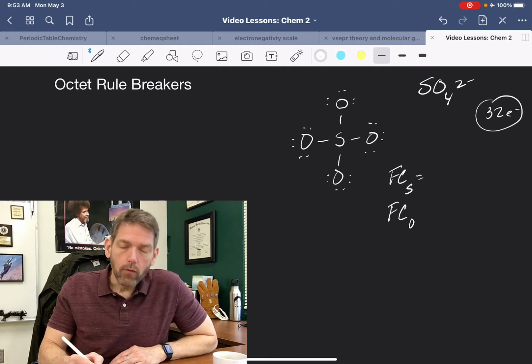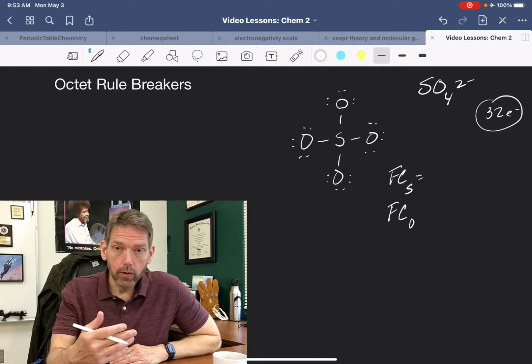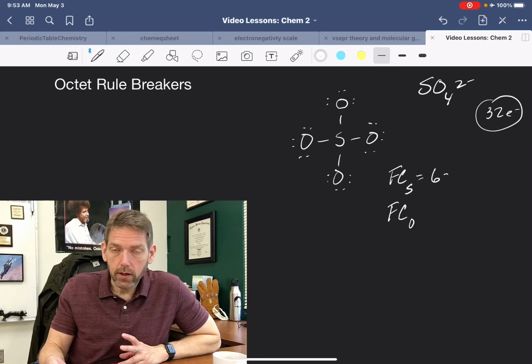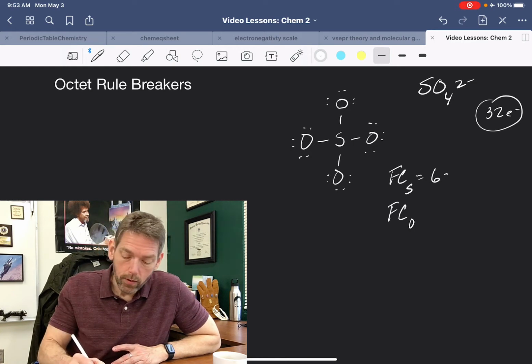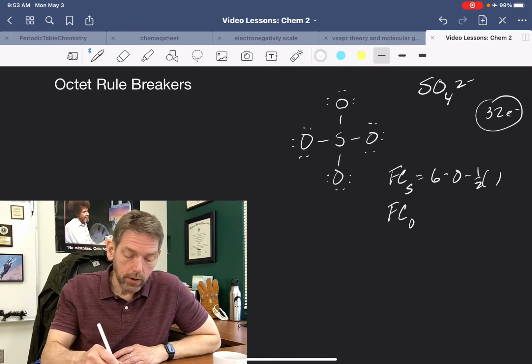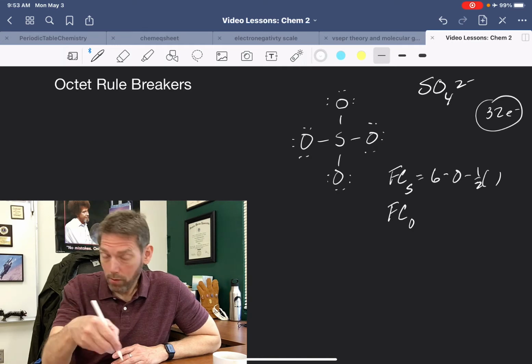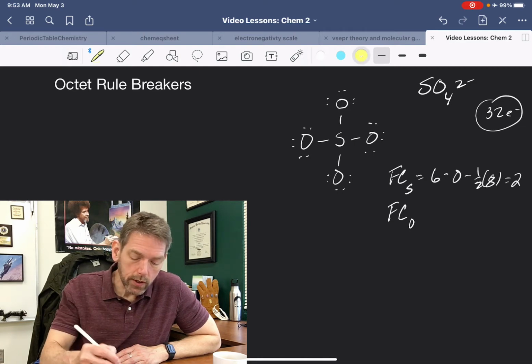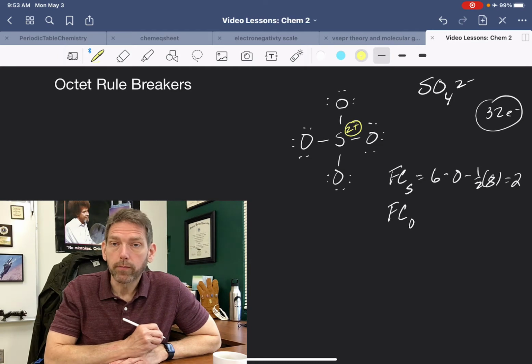And so remember formal charge: the group number, sulfur is in group 6, minus the number of electrons that are in lone pairs, that's 0, minus 1/2 the electrons that are in bonds, so that would be 2, 4, 6, 8, right? Because there's 4 bonds on this one, so that's 8. So 6 minus 4 equals 2. So that means this sulfur is carrying a 2+ charge.